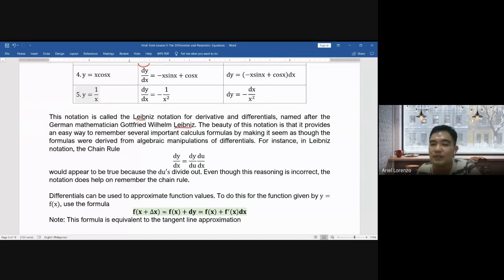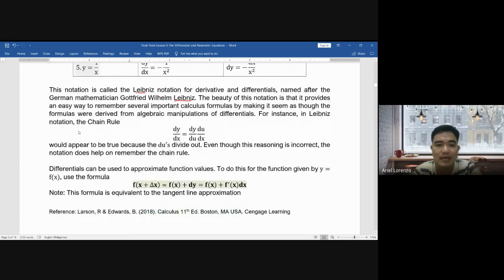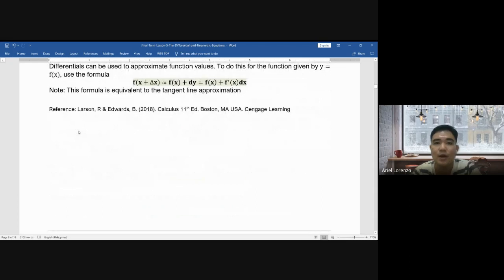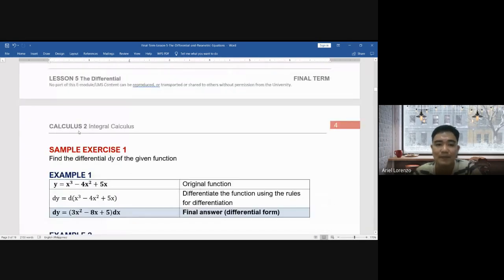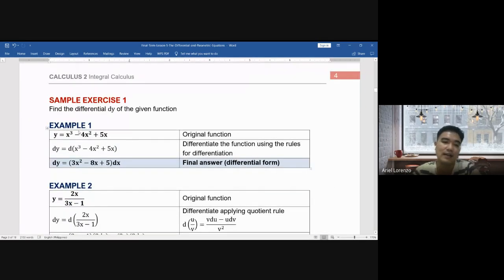Okay, the beauty of this notation is that it provides an easy way to remember several important calculus formulas by making it seem as though the formulas were derived from algebraic manipulations of differentials. Okay, more examples na tayo. Punta naman tayo, class, ngayon sa application. Ay, hindi. Another example.